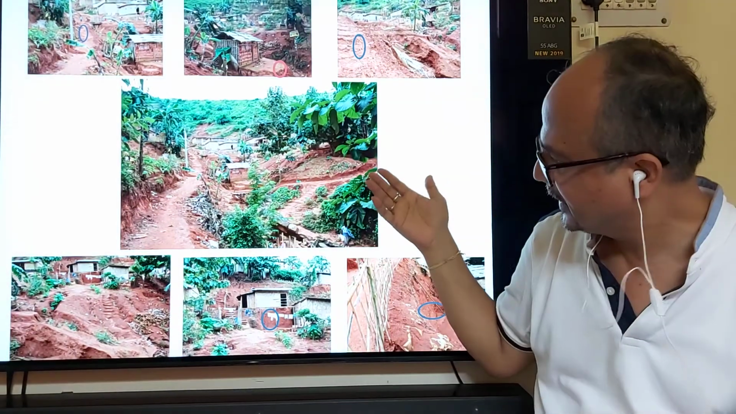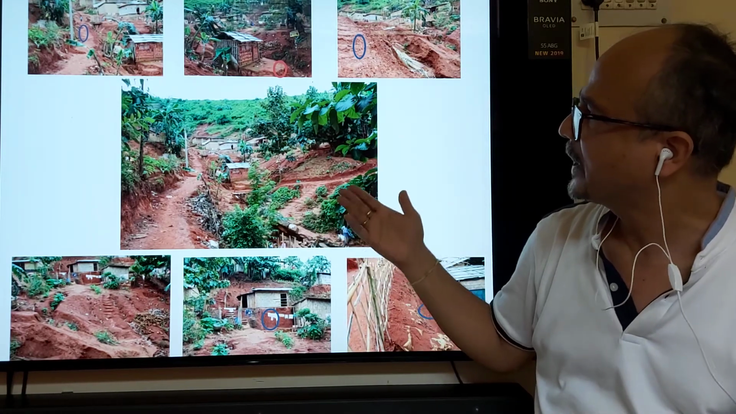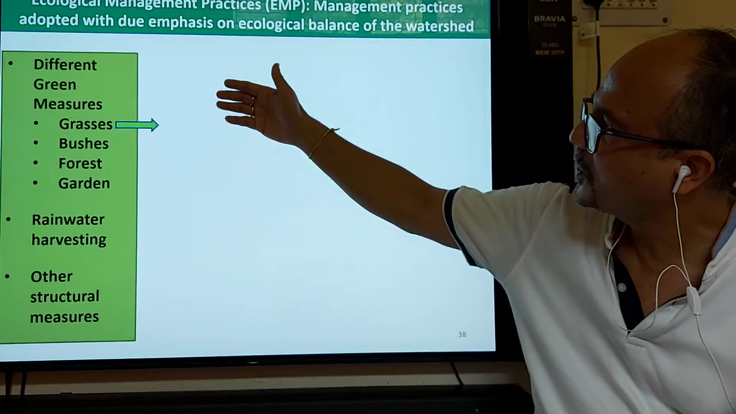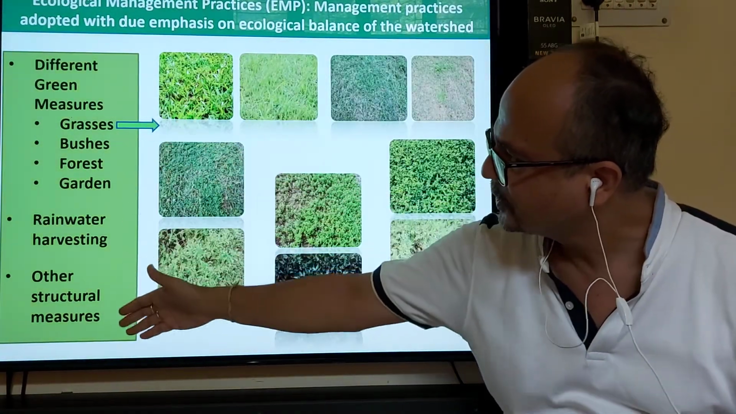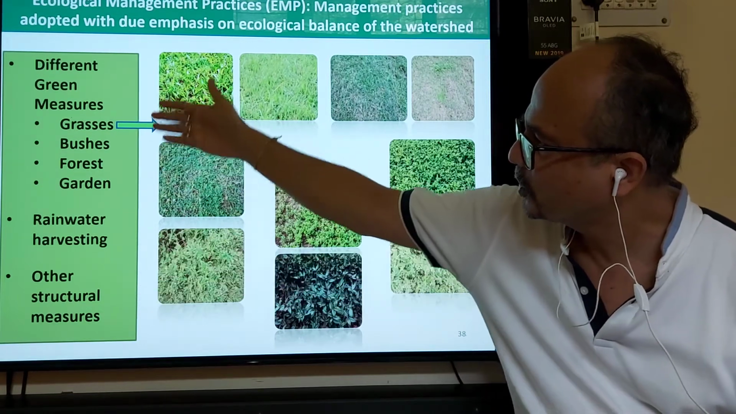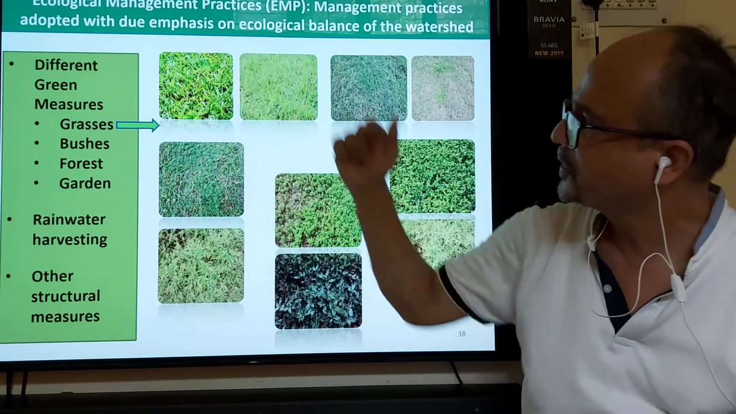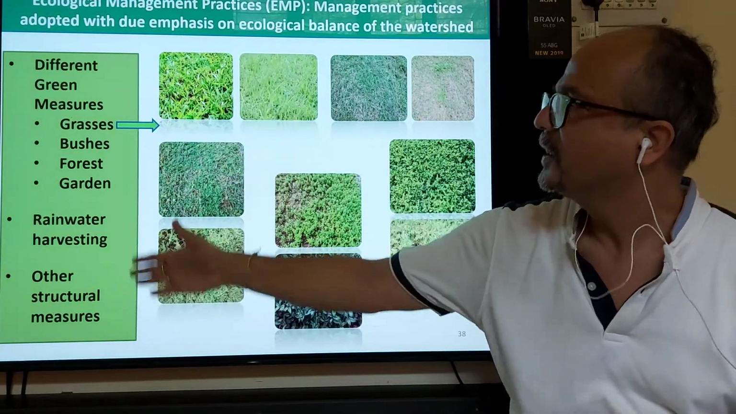Economy is preventing them. So what we need to do is renovate these things in a way that we can have safe living. For that, we can have different varieties of grass. Now, the question is ecological management, not only grass, bushes, forest, garden, as we discussed in our last class, that is the ecological management practice, starting with rainwater harvesting and other structural measures also. But if I talk about grass, all these are EMP, ecological management practice.